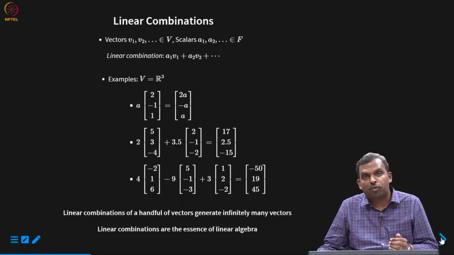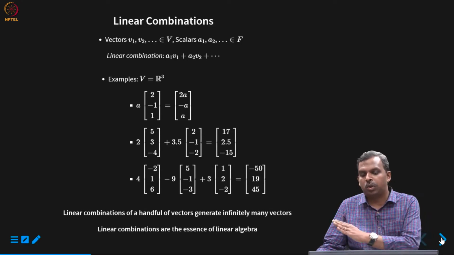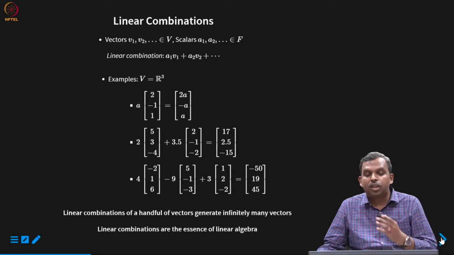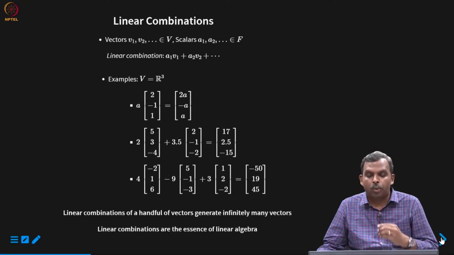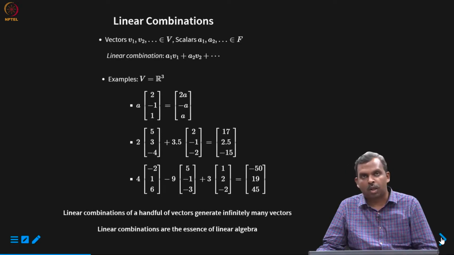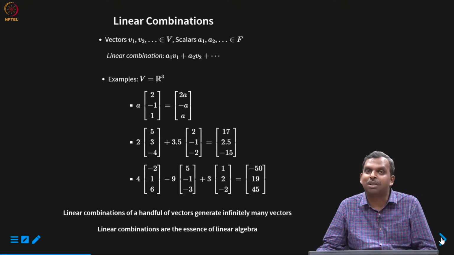Okay, and the definition is given up on top here. If you have a set of vectors v1, v2, v3, etc., you number them like that, and then you have a set of scalars a1, a2, a3 like that, then the linear combination of these vectors with those scalars is a1 times v1 plus a2 times v2 plus so on. Okay, and to illustrate it for you, I am showing you some very simple examples. This is just a basic operation.